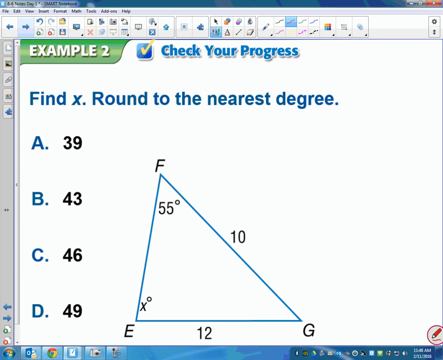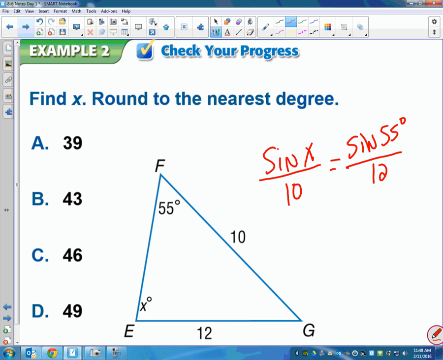So again, as you are finishing up, I'm going to kind of just speed it up like the last one, like you're getting there. I would say the sine of x over 10 equals the sine of the angle that I know over the side that I know, which is 12. And again, if you put the sine on top of what you're looking for, I'm going to just multiply both sides by 10 and save myself an extra step of saying that the sine of x equals. And if you want to reduce, you can.